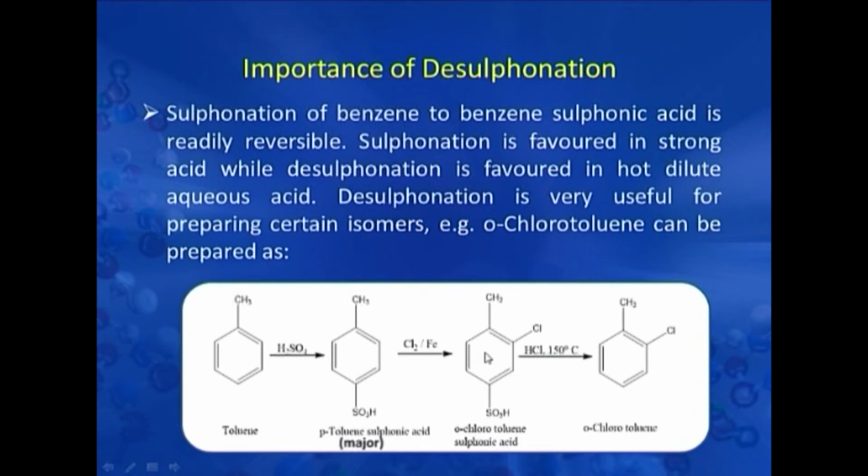Now, as desulfonation occurs when sulfonic acids are heated with hot dilute acid, here this orthochlorotoluene sulfonic acid, when heated with dilute HCl above 150 degrees centigrade, undergoes desulfonation and forms 100% orthochlorotoluene. So, we can get only one isomer, orthochlorotoluene, from toluene, which we do not get by direct chlorination. Thus, this desulfonation reaction is very useful to prepare orthochlorotoluene.